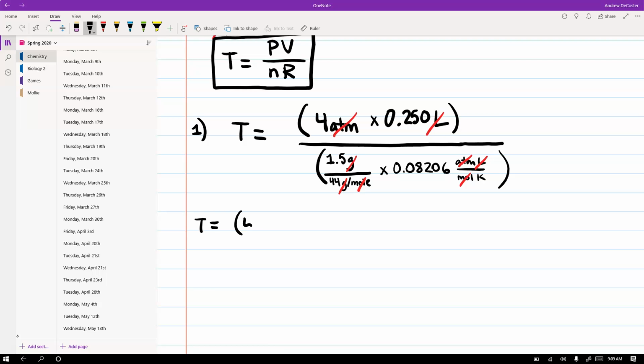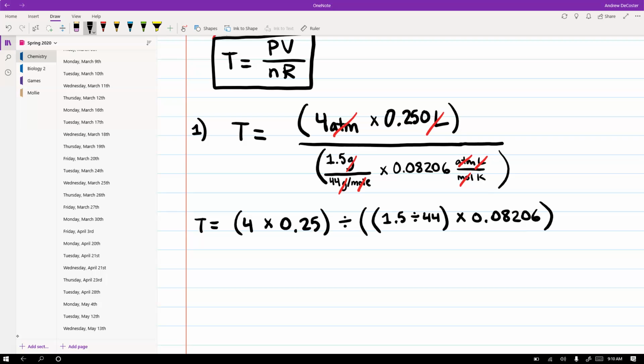This is how I'm going to plug it into my calculator. I'm going to do everything on the top first. So in parentheses, 4 times 0.25. You can do this on your calculator as well, even if you're using your iPhone. Just turn it sideways, and you'll see the parentheses button show up. On the bottom, we have to do 1.5 divided by 44. We have to do that in its own parentheses. So do another set of parentheses and do 1.5 divided by 44, close that parentheses, and then multiply by 0.08206, and then close the other set of parentheses.